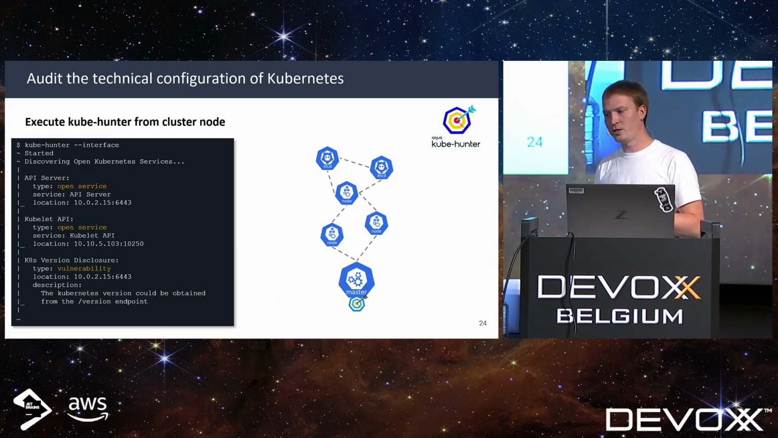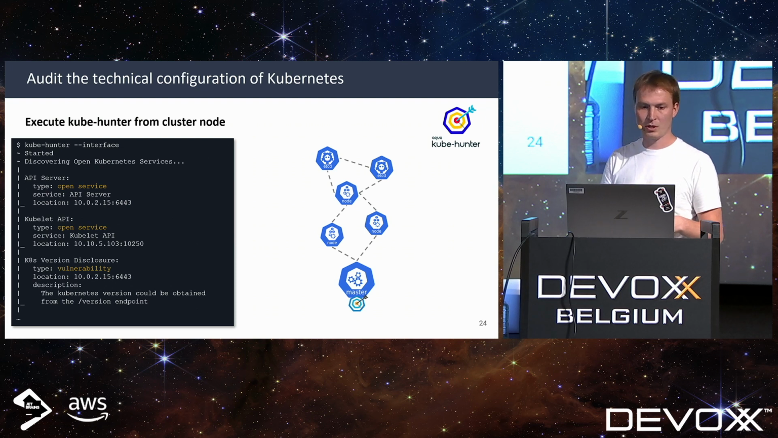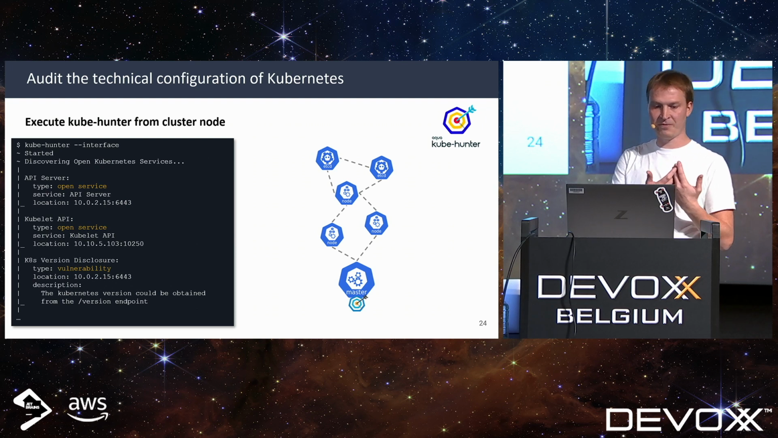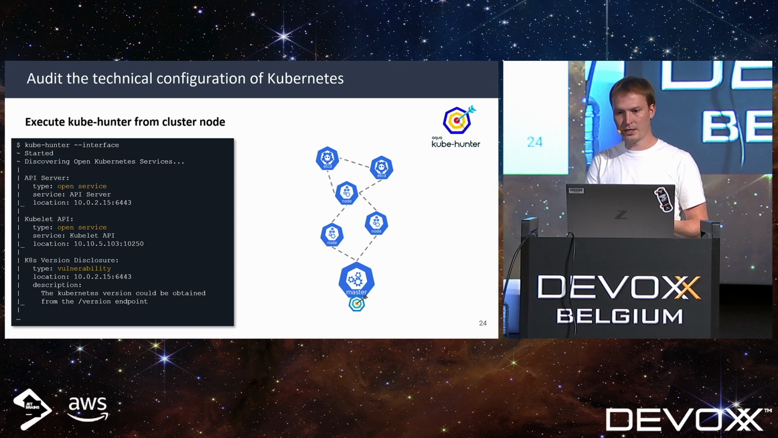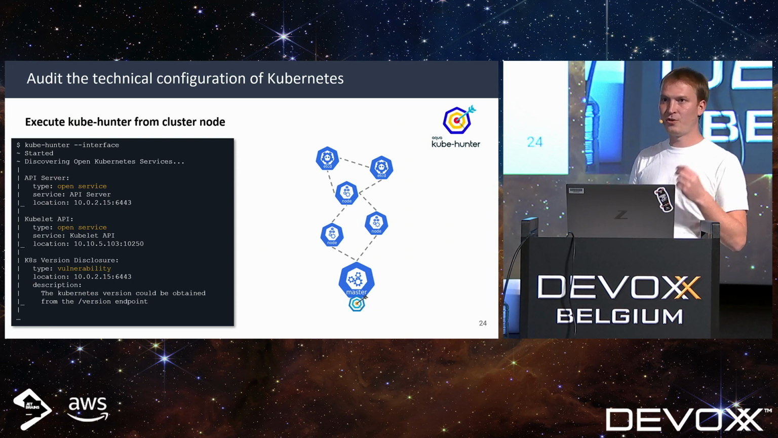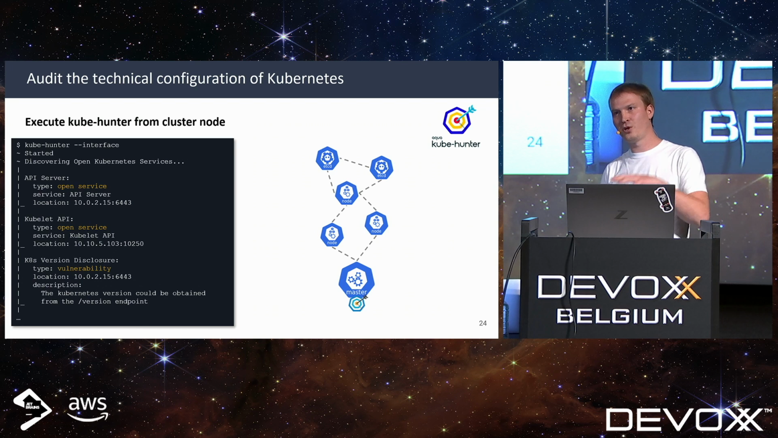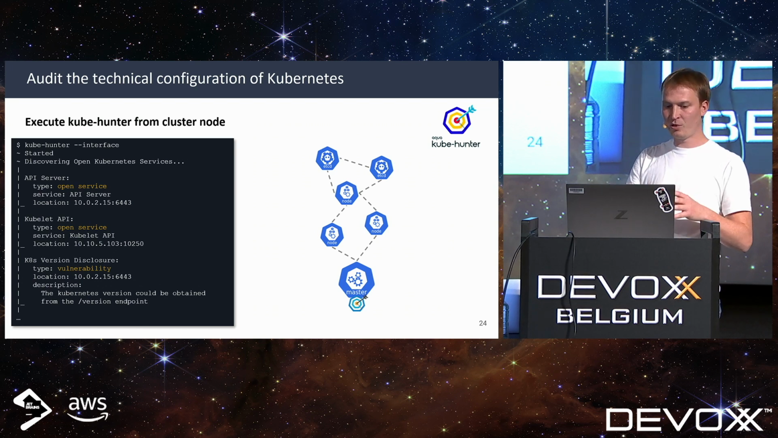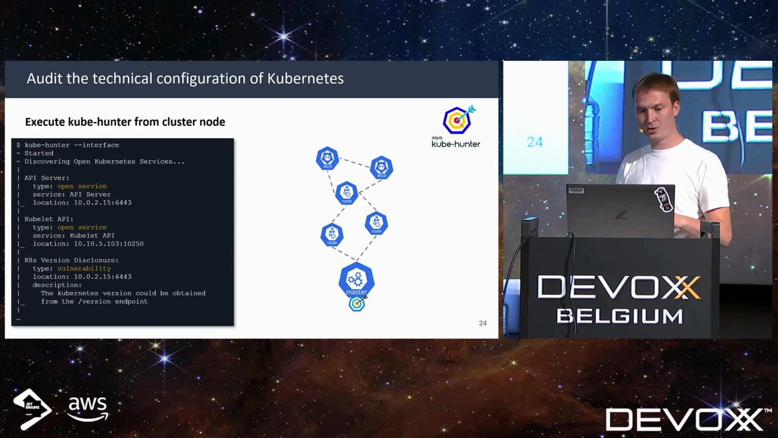The second option is to run it directly on the node, so Kubehunter with the interface option. And in general, the further you go inside the cluster, the more vulnerabilities you can find. So you will see this kind of report, with almost the same things. And here we can see that it found the version endpoint vulnerability.